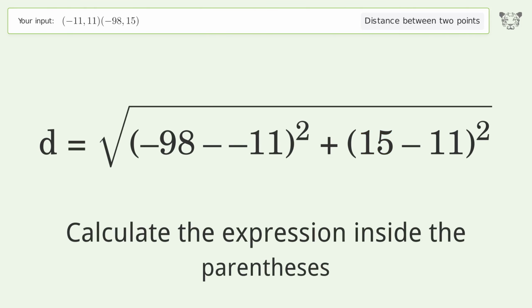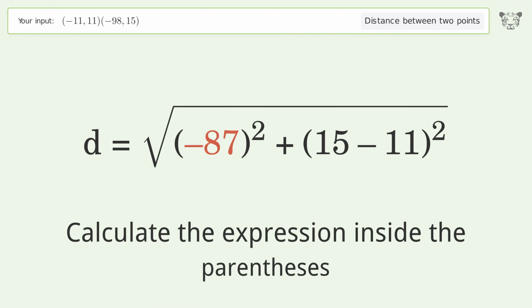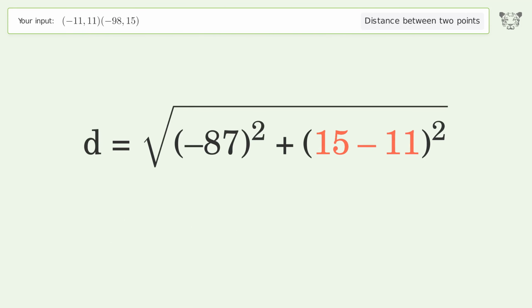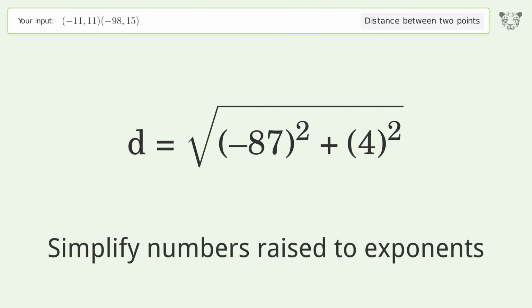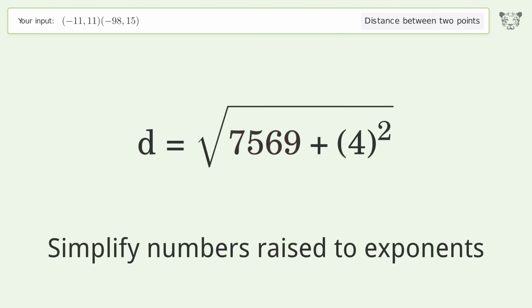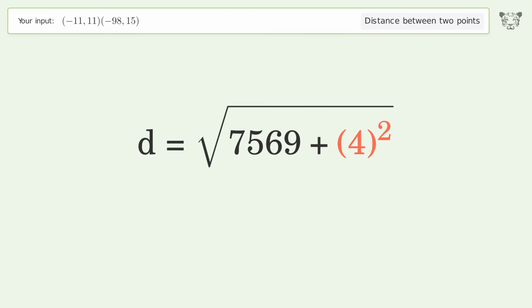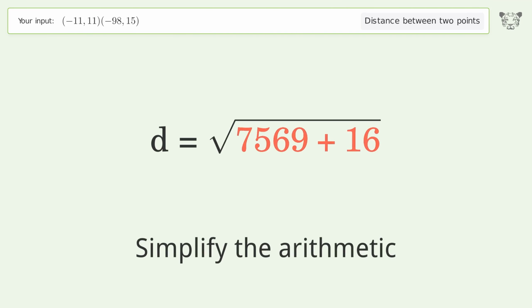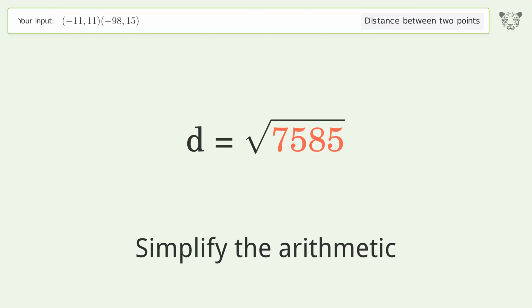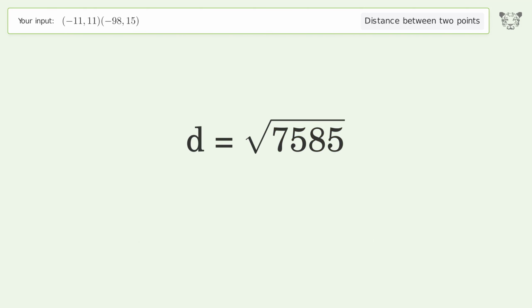Calculate the expression inside the parentheses. Simplify numbers raised to exponents. Simplify the arithmetic. And so the distance between the 2 points is the square root of 7,585 or 87.092.